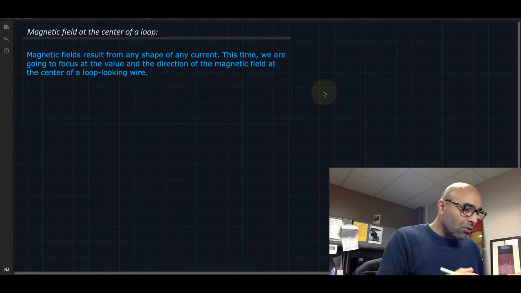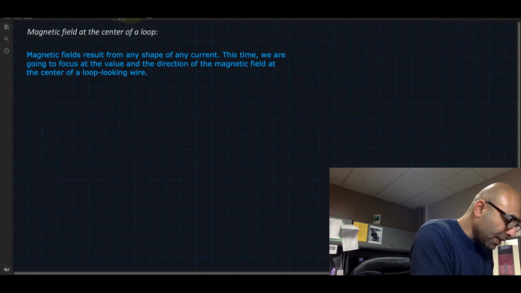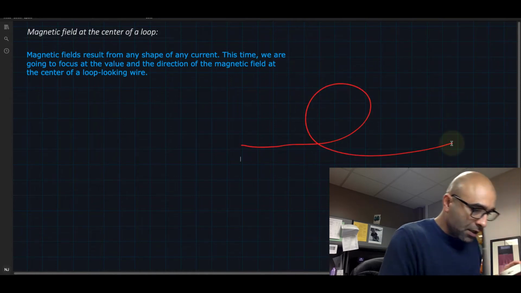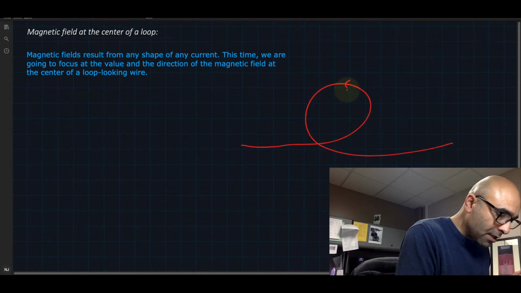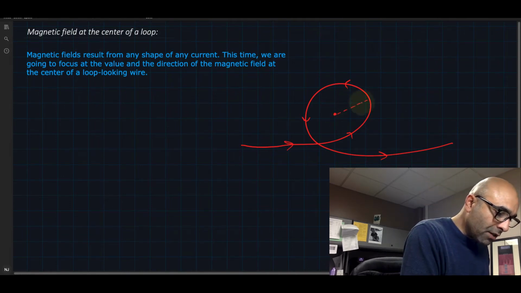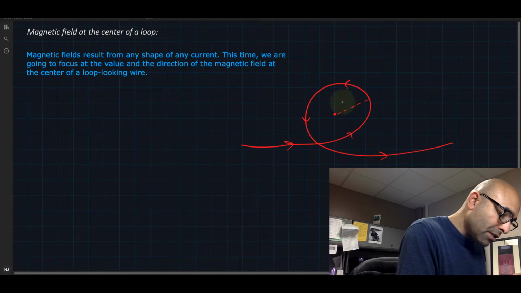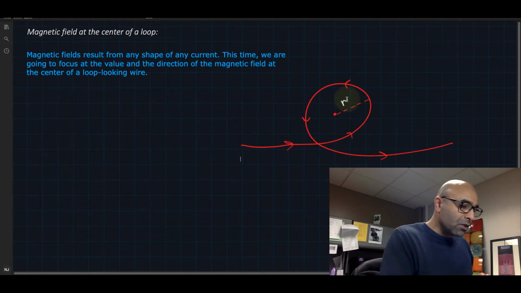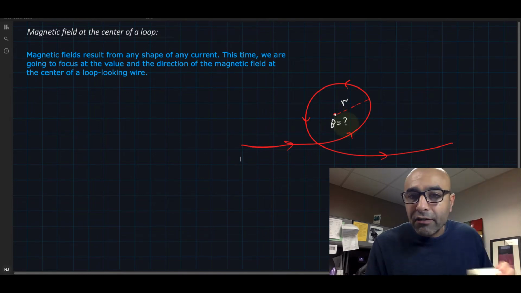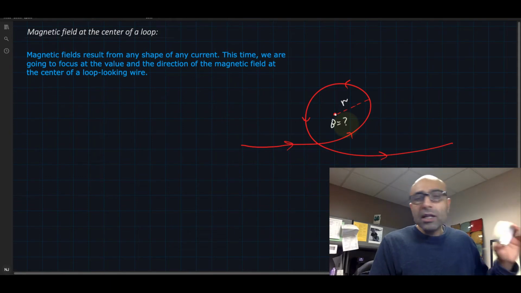Let's see, for example, this is a current that is doing like this, and this current is making a loop, and the center of that loop is here, and the radius of this loop is R. We need to find the magnetic field here. We don't know the magnetic field value or direction. Okay, let's start with the direction.